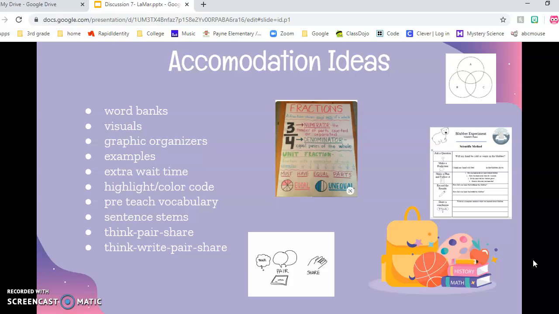The next one is the think, write, pair, share. It's just like think, pair, share, except between the think and the pair, they write it down. So it could just be a sentence or some notes. That way they can get their ideas out before they pair up with a partner and share, or share it with the group.